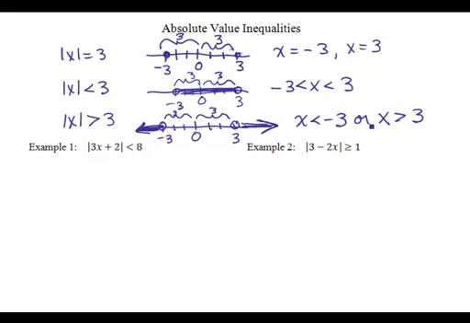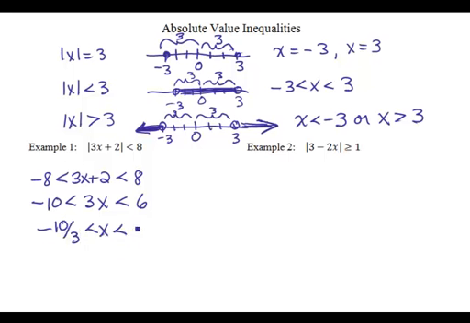So let's put this into practice with some specific examples. The first example is with a less than. We're saying that whatever's inside the absolute value is less than 8 units from 0. So that's like this one. Whatever is inside the absolute value is between negative 8 and 8. And then you just have a linear inequality. Subtract 2 everywhere. We get negative 10 is less than 3x is less than 6. Divide by 3. Negative 10 thirds is less than x is less than 2. And you can write that as an open interval, negative 10 thirds to 2.